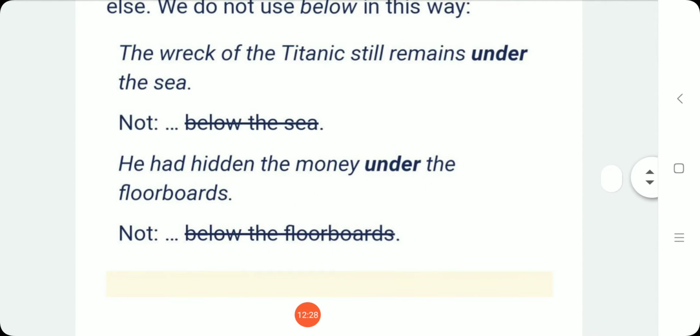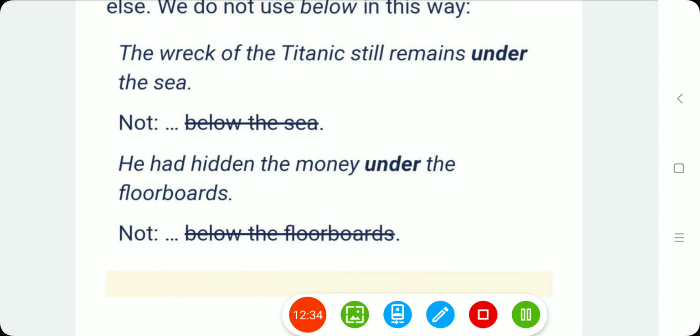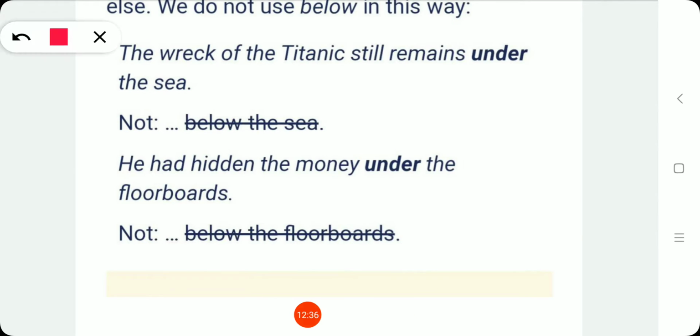The wreck of the Titanic still remains under the sea. Okay, note it, we cannot use below here. The wreck of the Titanic still remains under the sea.